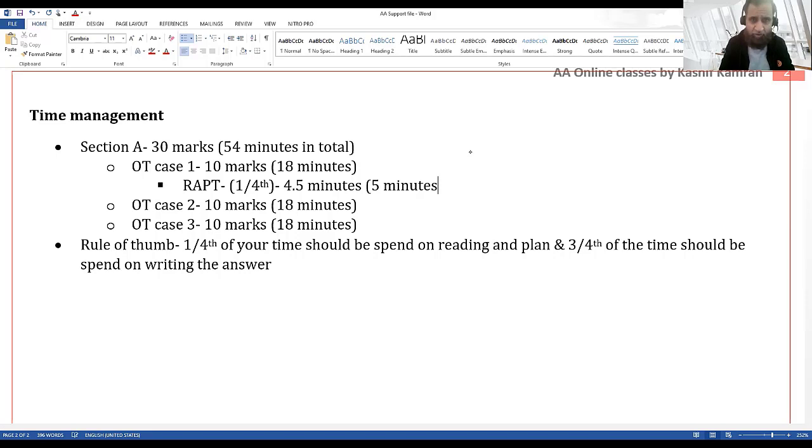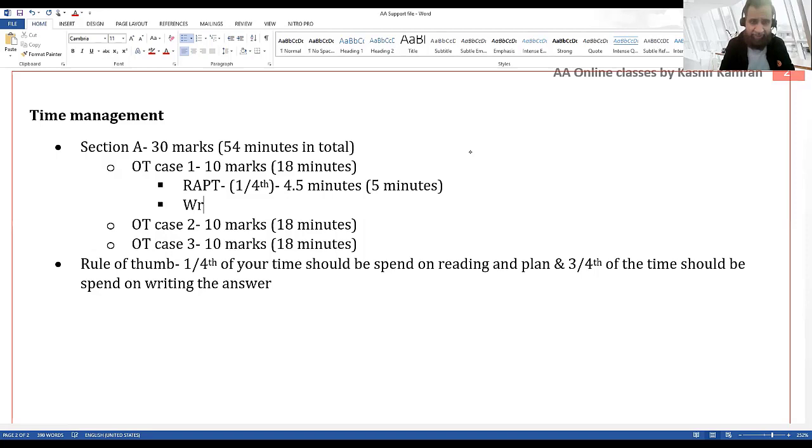And then how much should be the writing time after 5 minutes gone? The writing time is like 3/4 minutes. Just give me 1 minute, 3/4 minute. So writing time is 5 gone. So we have 13 minutes of taking the right answers.